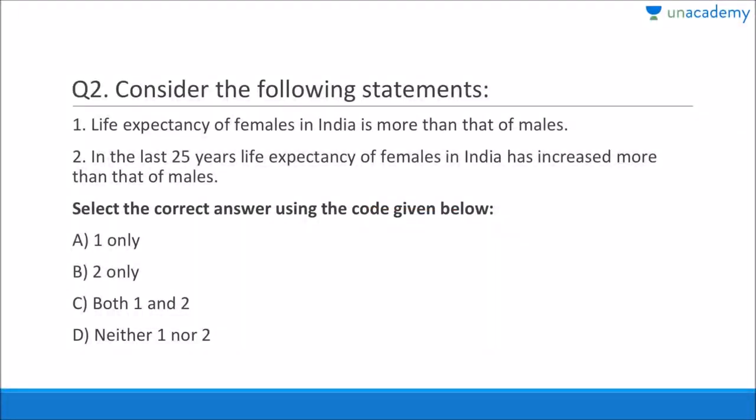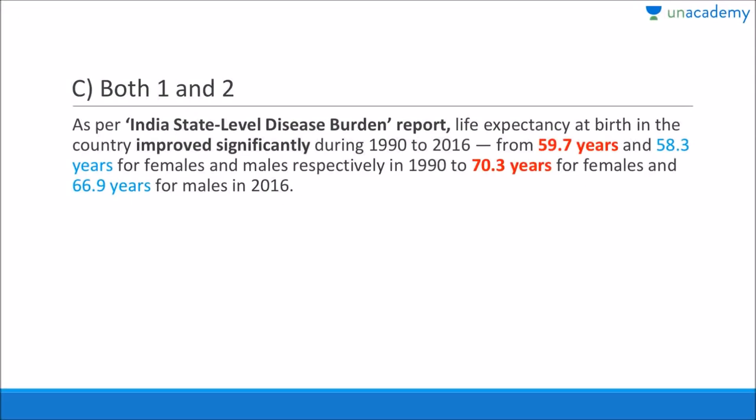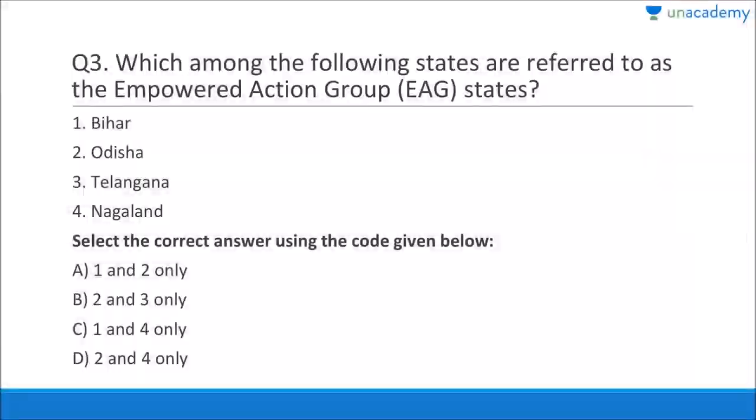Question number 2. Life expectancy of females in India is more than that of males. It is almost true of every country in the world. In the last 25 years, life expectancy of females in India has increased more than that of males. Both these statements are correct. Answer is C, both 1 and 2. So as per India's state level disease burden report, life expectancy at birth in the country improved significantly in the last 25 years. And you can see it increased more for the females as compared to males.